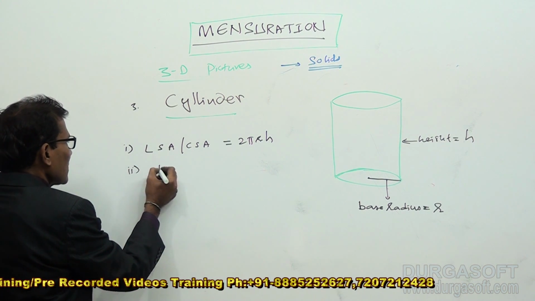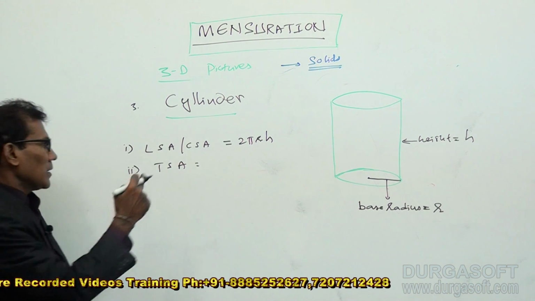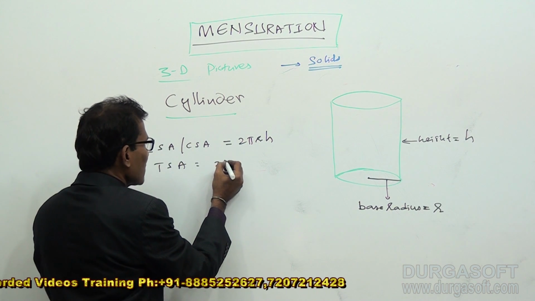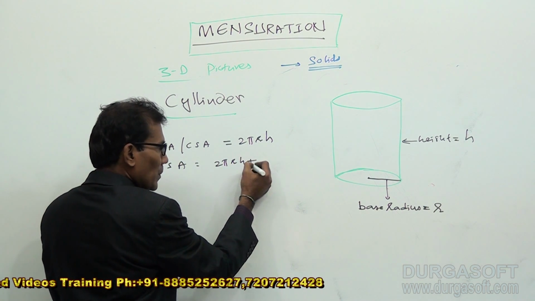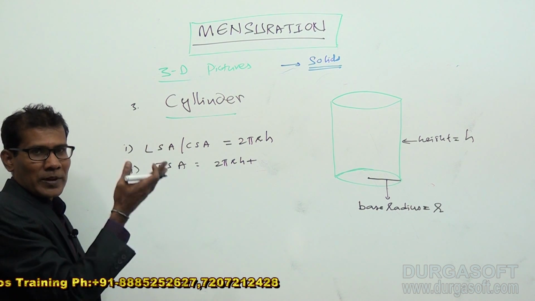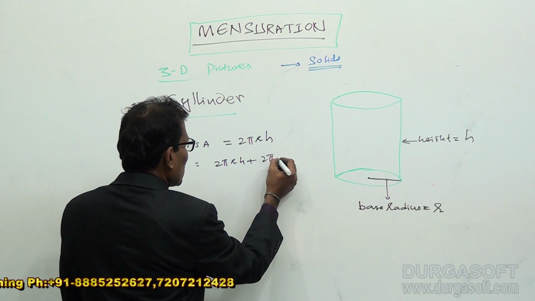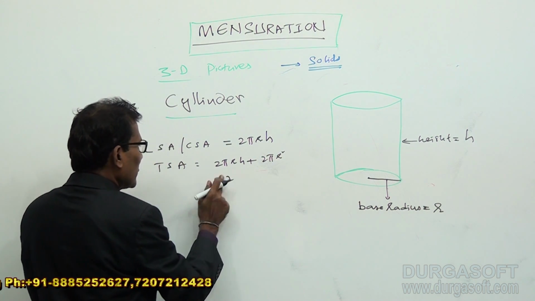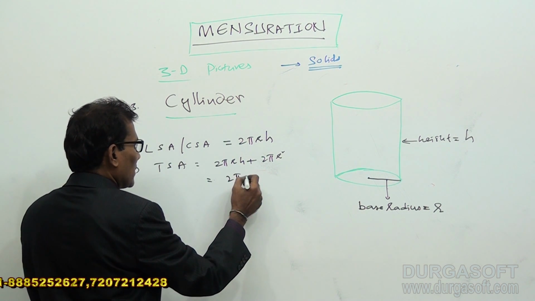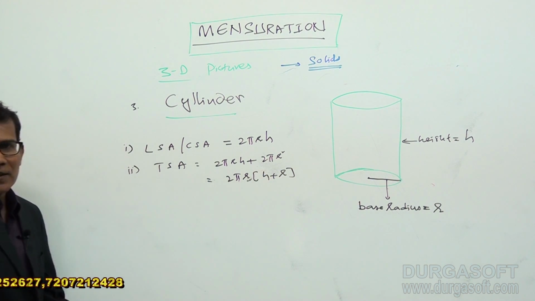And the total surface area. What is the total surface area? The lateral surface area plus top area plus bottom area. The lateral surface area is 2 pi r h plus, since the base is in the shape of a circle, one circle on the top and one circle at the bottom, so pi r square plus pi r square, it is going to be 2 pi r square. By doing a little bit of math, taking 2 pi r common, we get h plus r. This is going to be the total surface area.